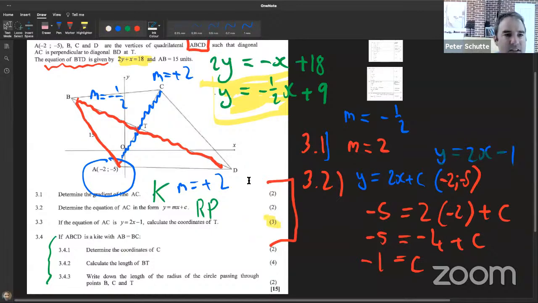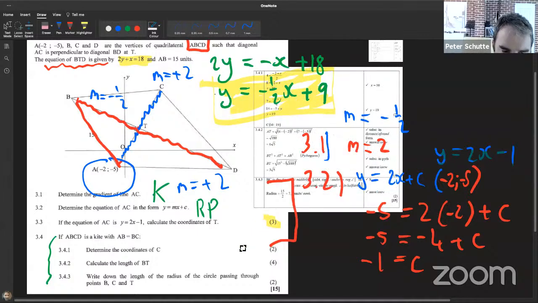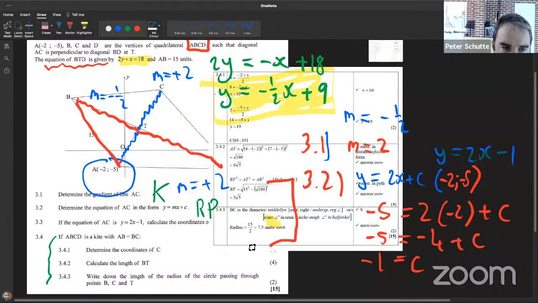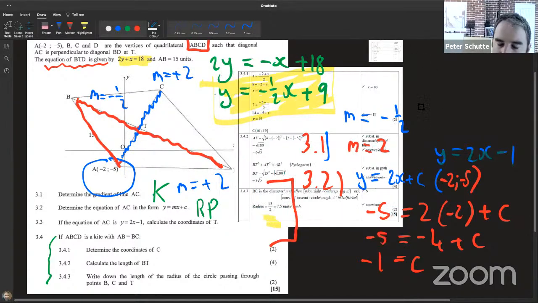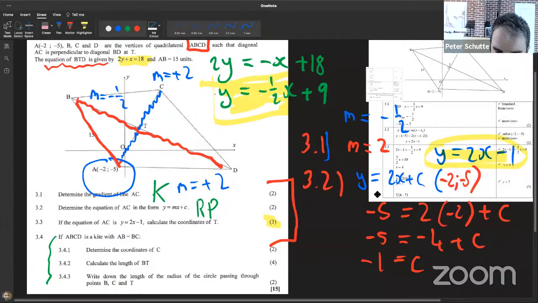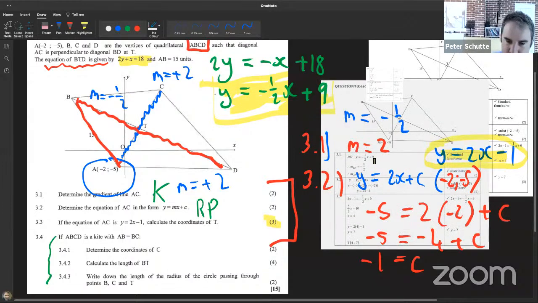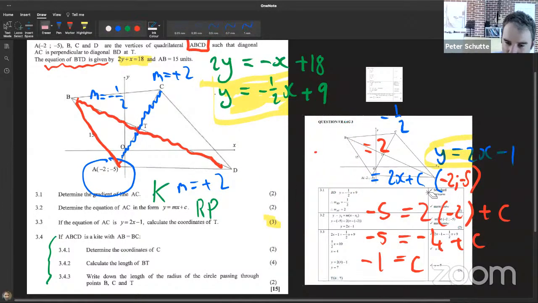So part of me thinks that, equation of BD, yeah, let's just have a quick look. For time, I'll bring up the answers. Let's have a look. 3.3, no, that's the other one. Oh no, they do use simultaneous equations, but they don't take too long.